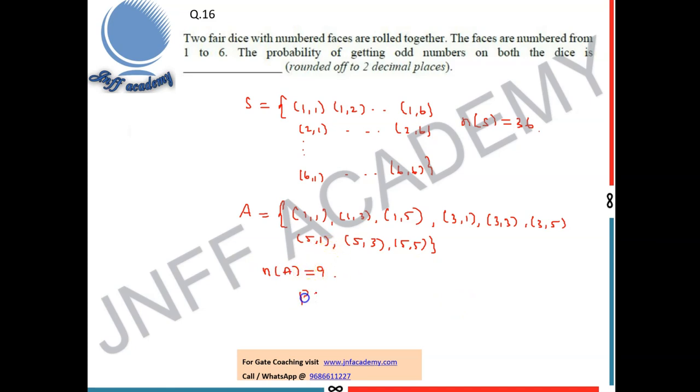So what is the probability of getting an event? Probability of A, where A is the event of getting both the dice as odd, is n of A by n of S. N of A is 9, n of S is 36, so 1 by 4, that is 0.25. Rounded off to 2 decimal places, this is 0.25. So the answer is 0.25.